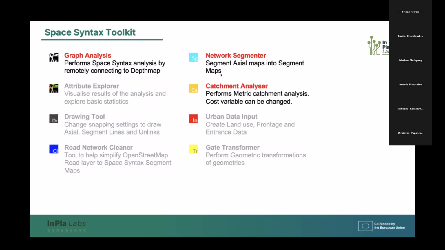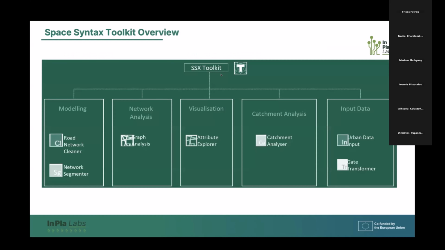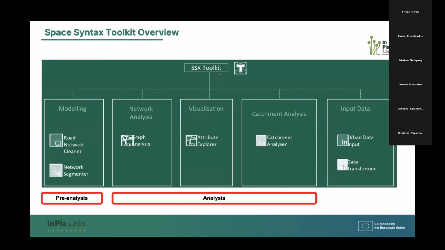So now we move to the toolkit. Basically, the toolkit allows you to perform a wide range of analysis, ranging from modeling to input analysis, visualization, catchment analysis, and other forms of analysis as well. Some of these you can use in the pre-analysis phase, such as modeling, preparing your model, and validating your model before starting analysis. And the next step is basically when you start to analyze your model after testing, for example, different scenarios.